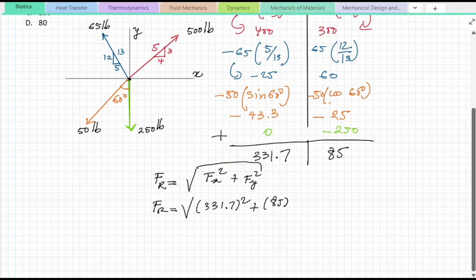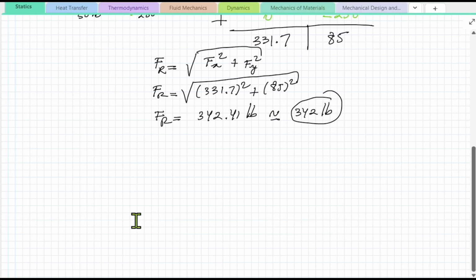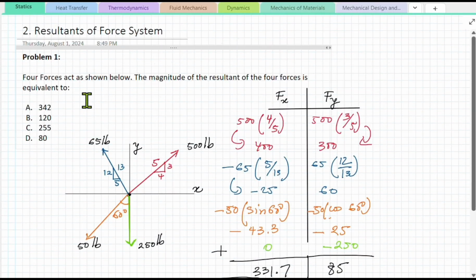Plugging the numbers into our calculator, we have 331.7 squared plus 85 squared. The square root of that gives us 342.41 pounds, which is equivalent to 342 pounds. Looking back at our proposed answers, it will be option A.